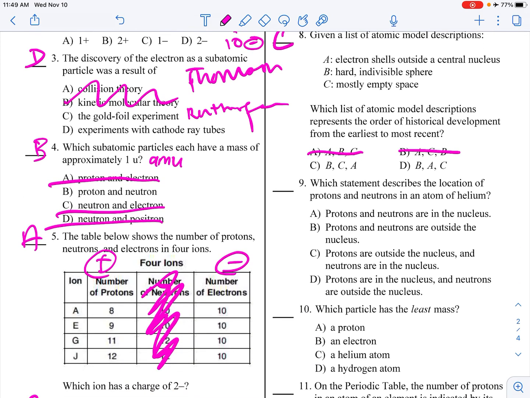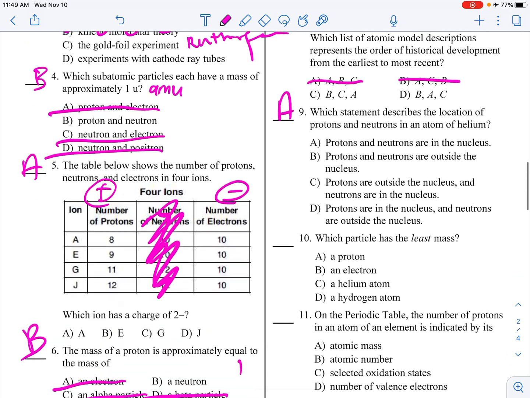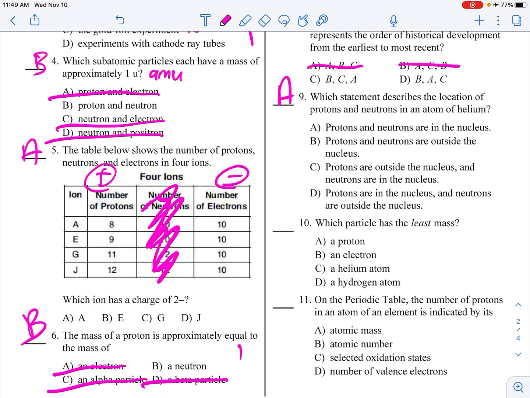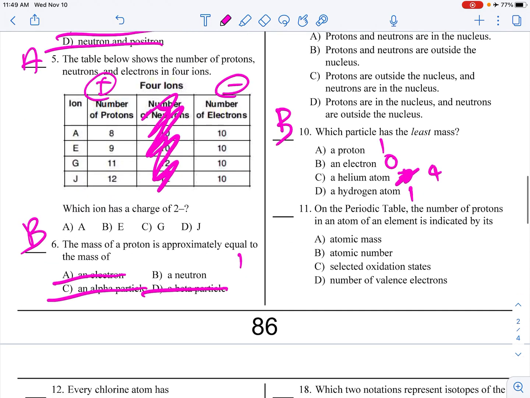The location of protons and neutrons in an atom of helium. Protons and neutrons are in the nucleus. Yeah, that's easy. Which particle has the least mass? Again, reference Table O. Mass of 1, mass of 0, mass of 1. No, this is mass of 1. Helium has a mass of 4. Whoops. So, yeah, it is B. See, I should have looked at the reference table.